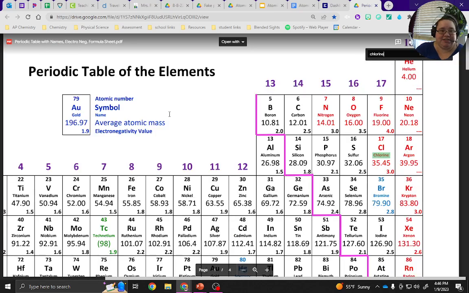I don't technically even have to type in the whole thing, but it will jump to that and highlight on the screen. So I can easily see that chlorine's atomic number is 17 and its average atomic mass is 35.45. So that would round to 35.